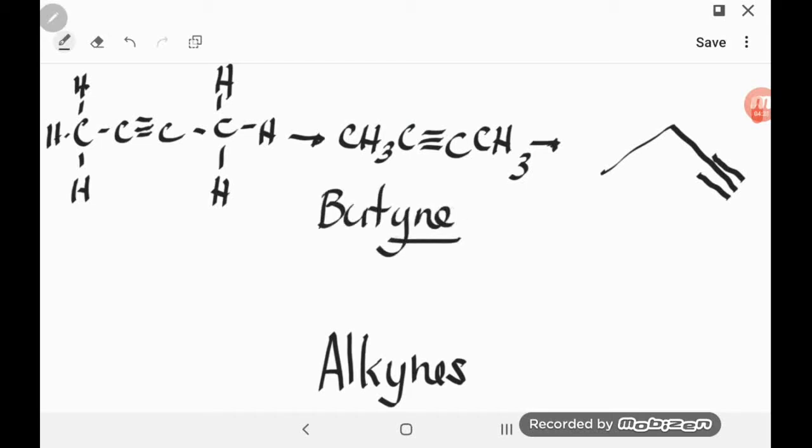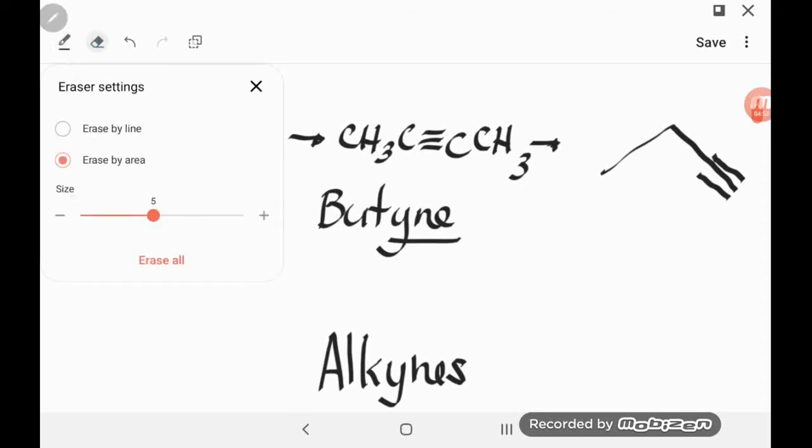Notice that it ends with yne because it is an alkyne. So take note of the difference between an alkane, alkene, and alkyne. An alkane ends with ane, an alkene ends with ene, while an alkyne ends with yne. Now, alkynes are used to artificially ripen fruits and for making polymers. The fourth example of organic compounds are the ketones.